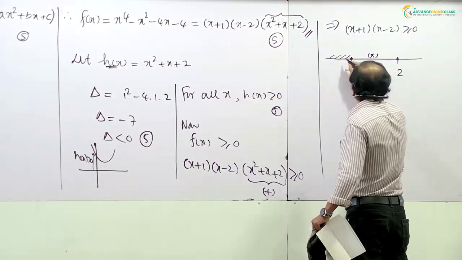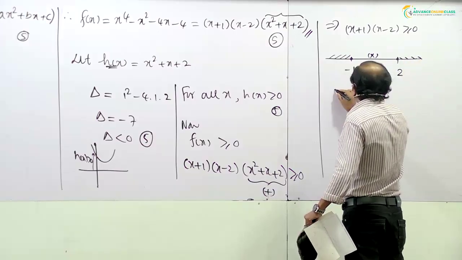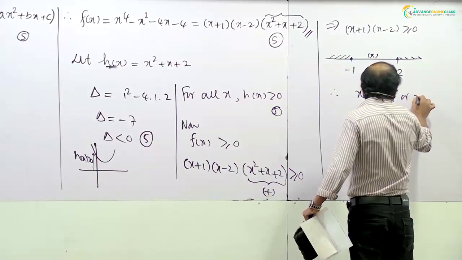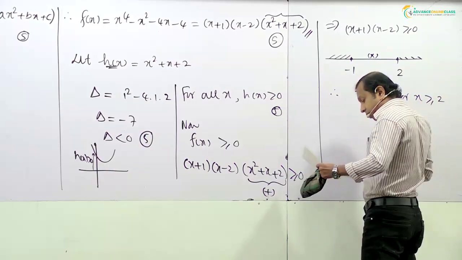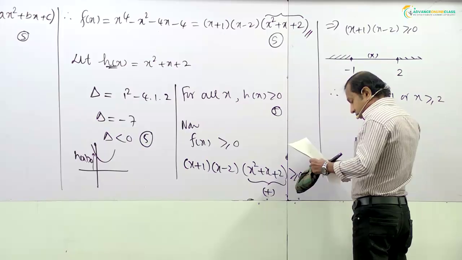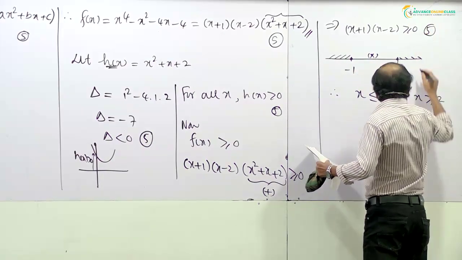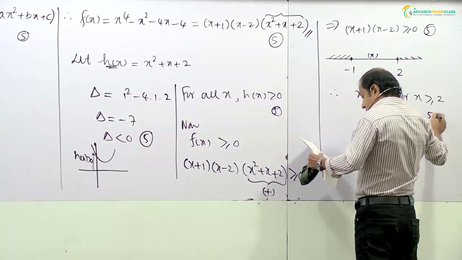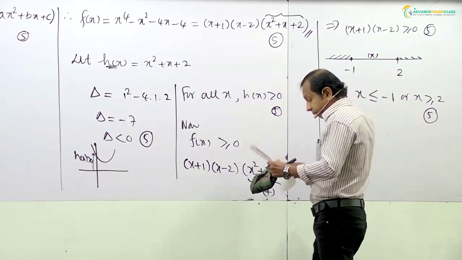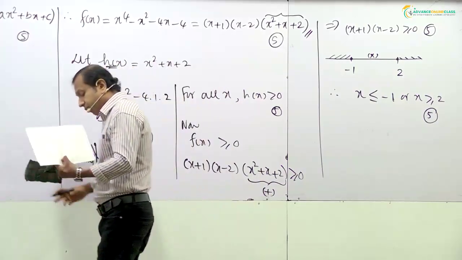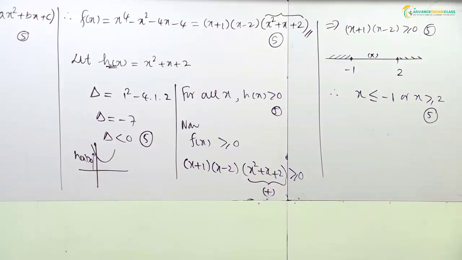Then this range and this range. Therefore, what can we say? x less than or equal to minus 1 or x greater than or equal to 2. Yes, so there you get another 5 marks. For this 5 marks coming, for the last answer, another 5 marks coming. Yes, that's how we take question number 1.